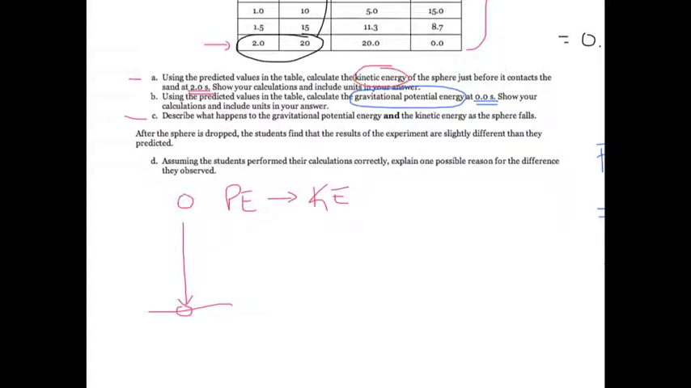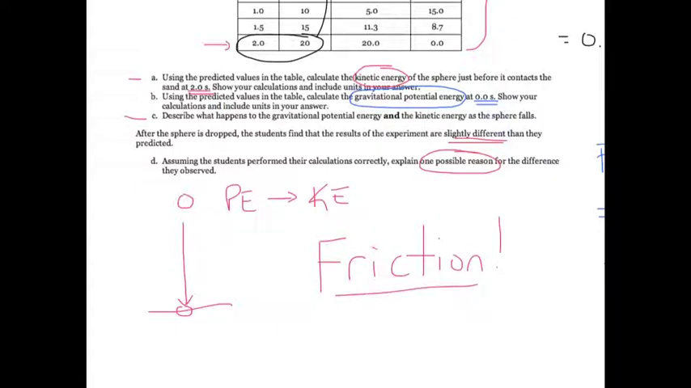And after the sphere is dropped, we find out that the results of the experiment are slightly different than we expected or predicted. What's one reason for that? Well, what's one thing that we always neglect? Friction. We always neglect friction. Every time, no matter what. In this instance, it's called air resistance. So we're neglecting air resistance. So that's our answer to that. Now on the MCAS, you would be expected to flesh these out into nice, big, long sentences. So don't do it as small and as easy as what I just did right there. Explain fully.